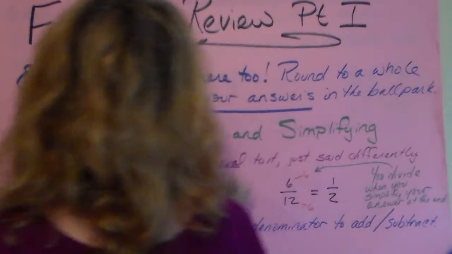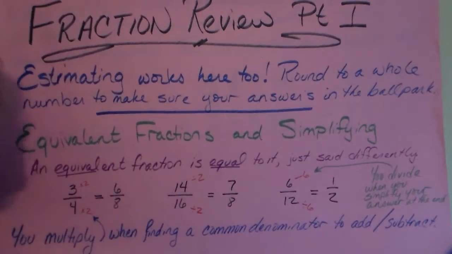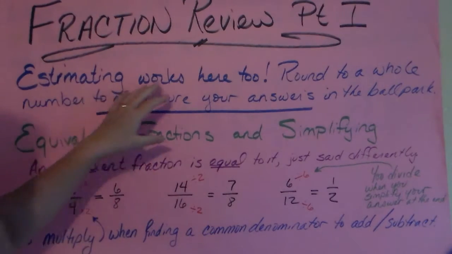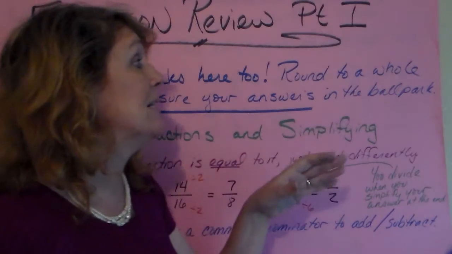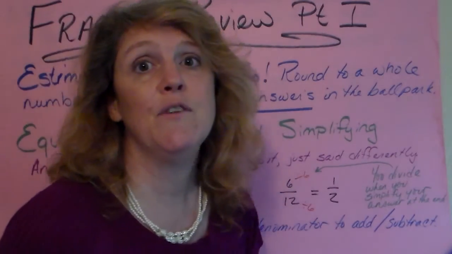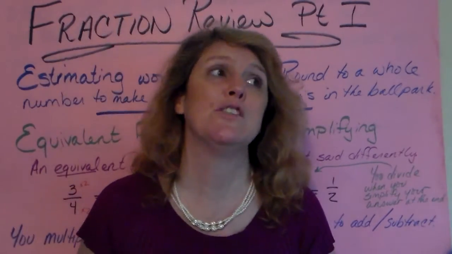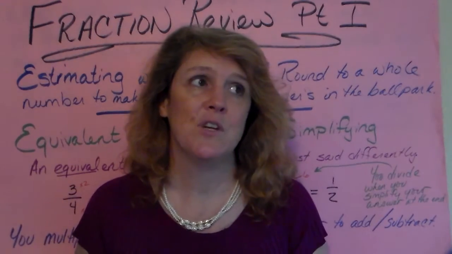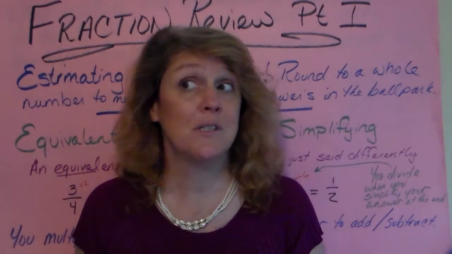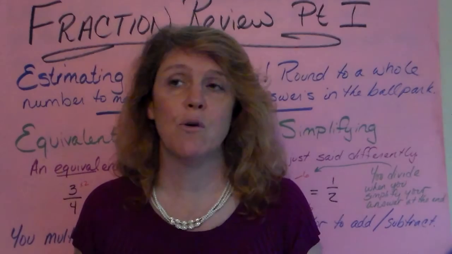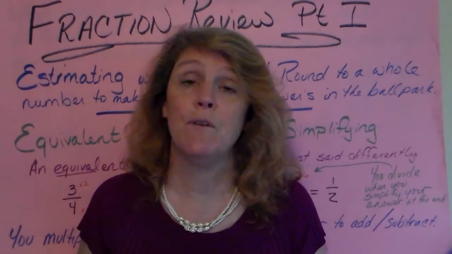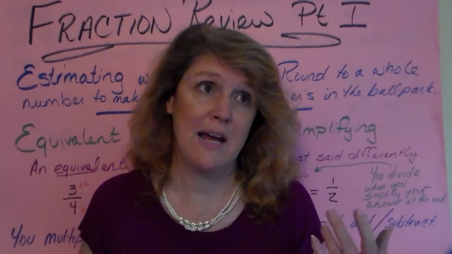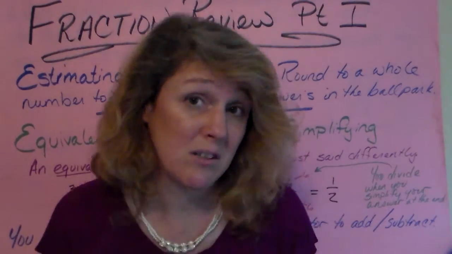So, fraction review, part 1. I want you to remember that estimating works here too. So you're going to round to the nearest whole number to make sure your answer is somewhere in the ballpark. If you have 6 2/8 plus 3 3/5, that's about 6 and 3 or 6 and 4. And you know that your answer should be somewhere around 9 or 10. And if you end up with 15 2/8, then you know you're probably wrong. Okay?